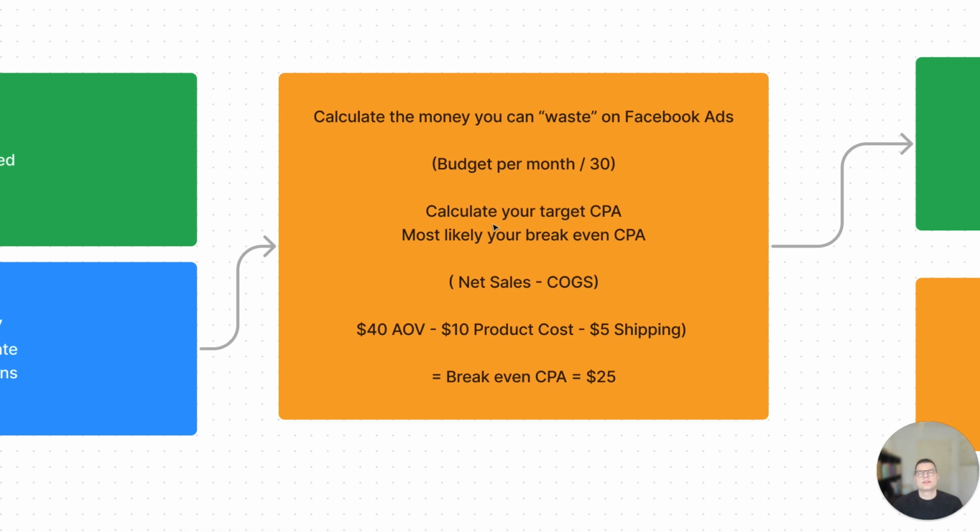Your ROAS only says something to a certain extent, so it's important that you calculate the CPA which makes you basically break even. That's essentially net sales minus cost of goods, shipping, etc. So again, $40 AOV, $10 product cost, $5 shipping. Obviously, on top of that comes like payment fees, etc. But I'm not here for that formula. I just wanted to let you know that you need to calculate your target CPA. And in this instance, $40 AOV, $10 product cost, $5 shipping, your break even CPA would be $25. You have a very good profit margin, which is like 60%ish. And that is basically a good start for Facebook ads.